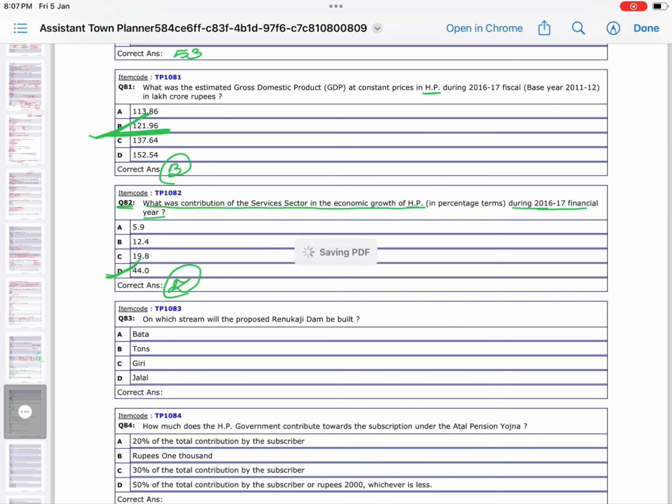Coming on to the next question. On which stream will the proposed Renukaji Dam be built? So the Renukaji Dam will be built on which stream? Yes, the answer is Giri. Okay. Coming on to question number 84.